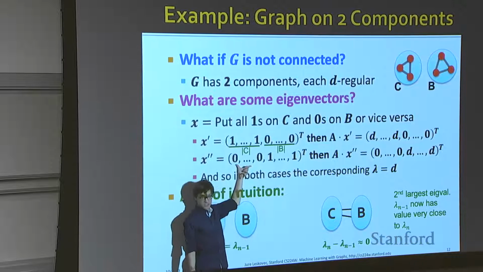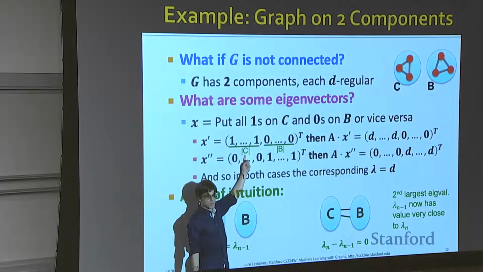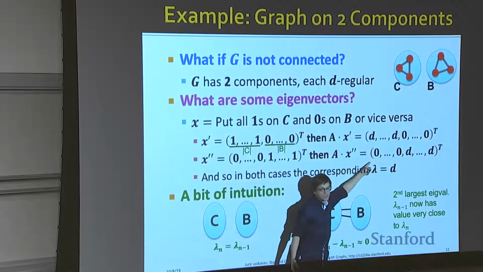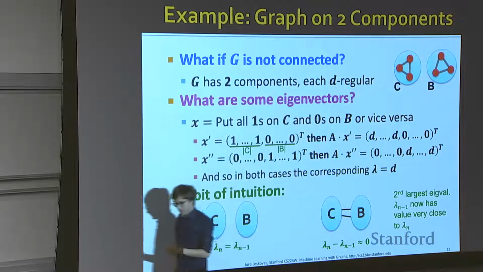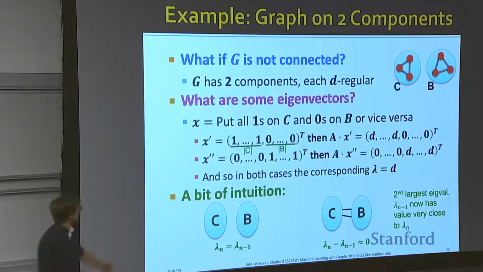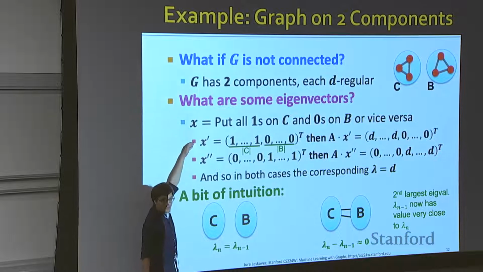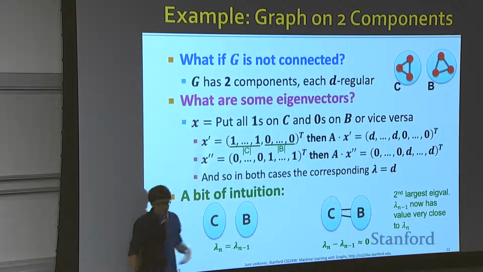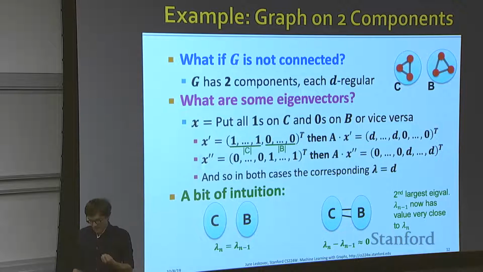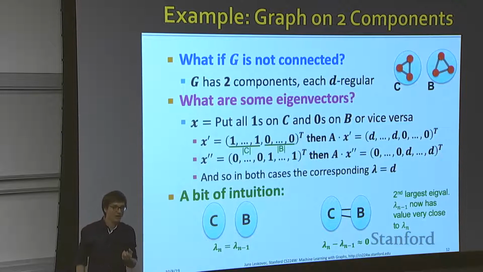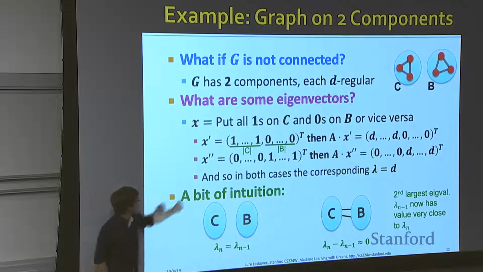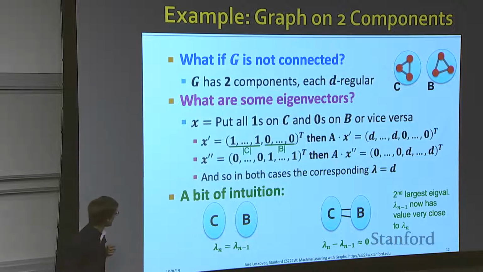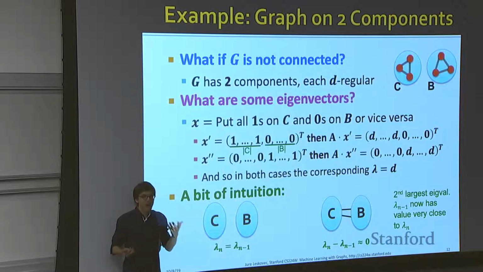Right now, I put zeros on the component C, and I put ones on the component B. And again, by the same argument, I found another eigenvector with the same eigenvalue. This eigenvector has eigenvalue D, and this eigenvector has eigenvalue D. So what we found is an eigenvalue of multiplicity 2, meaning that there are two eigenvectors that correspond to that eigenvalue. Okay? So why is this important?